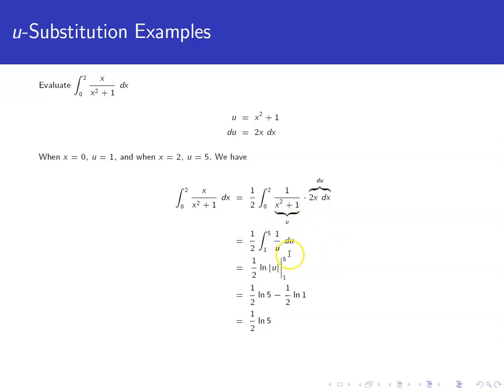1 over u is something we know an antiderivative for. That's natural log of the absolute value of u, evaluated at our endpoints. And then remembering that natural log of 1 is 0, we get a final answer there of 1/2 natural log of 5.